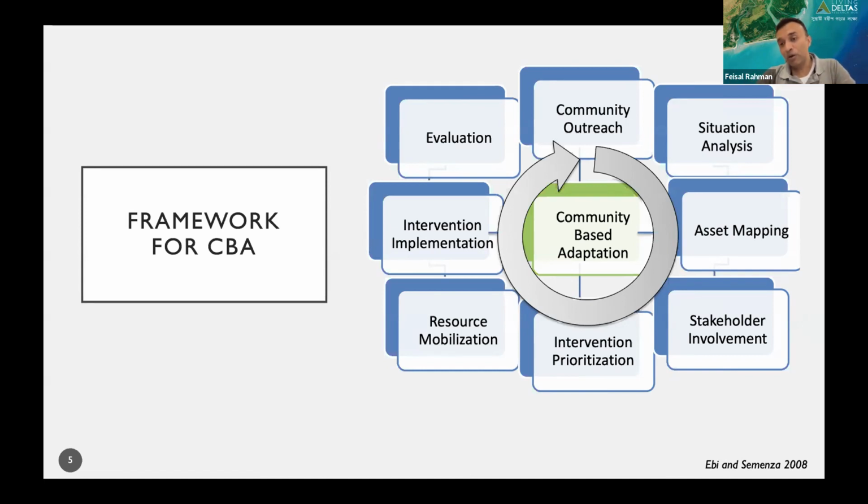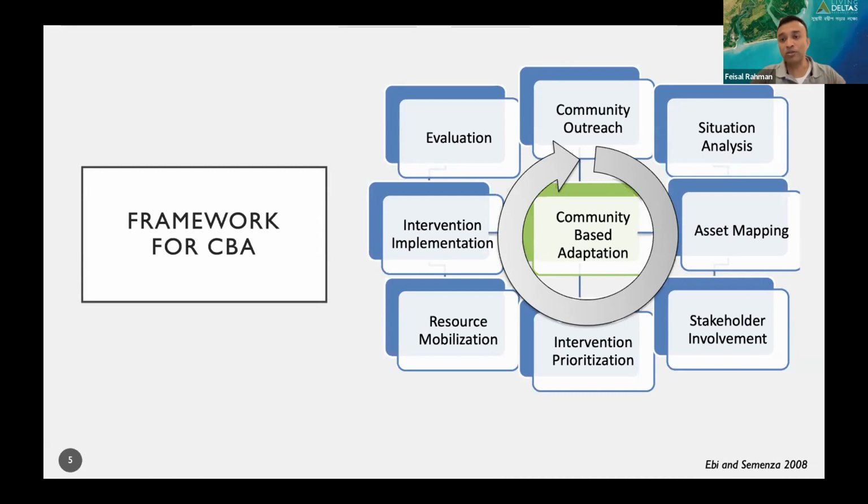So then the follow-up is stakeholder involvement. Once you have mapped the assets, then you reach out to different stakeholder groups and try to understand what different interventions could be undertaken. And so that takes us to the intervention prioritization, which involves really identifying what sort of intervention can be taken and what communities are comfortable with. Then the next step is resource mobilization. So essentially what you have identified in the asset mapping and other subsequent stages, you mobilize these resources to implement the interventions that you have prioritized.